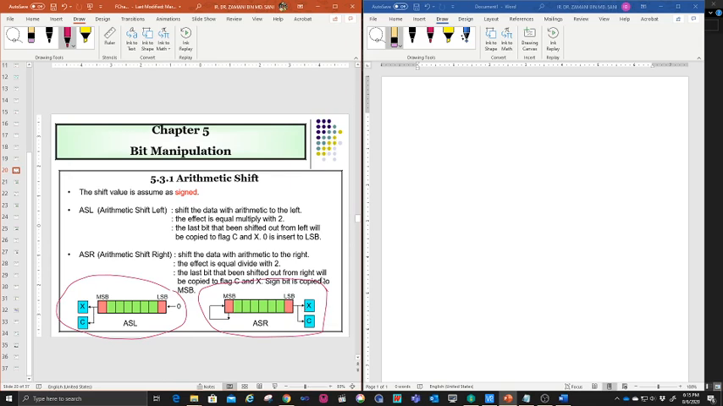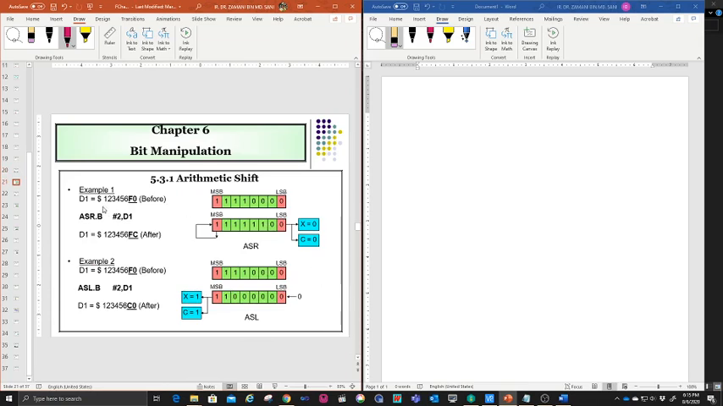Okay, let's try to look at the example. So this is a command: arithmetic shift right, .byte, 2 times, at D1, which is the byte size, which is this one, F0. Okay, let's look at how it's going to arithmetic shift right.